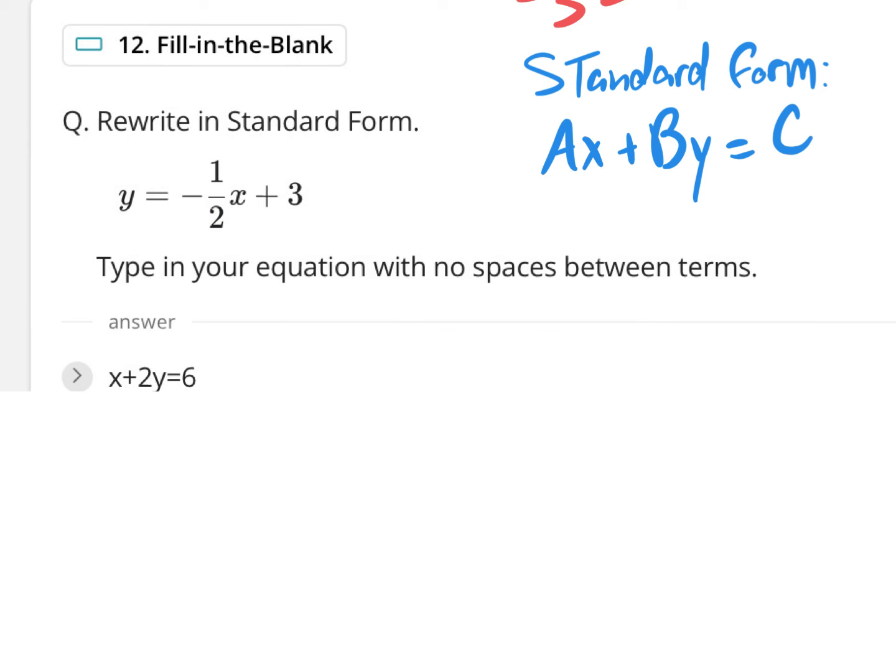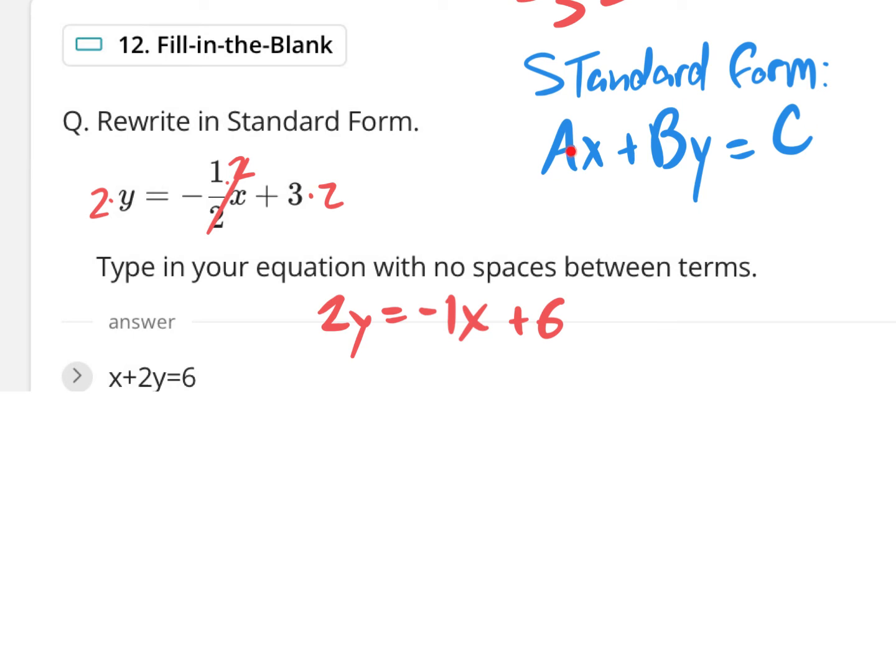How do you get rid of a fraction in an equation? Multiply everything by the denominator of the fraction that you want to get rid of. So times 2, that'll eliminate the 2's. Multiply everything by 2. So my new equation is 2y equaling, what do I have left right here? I have a negative 1 with an x. Negative 1x. And last but not least, the 3 times 2 is 6, so plus 6.